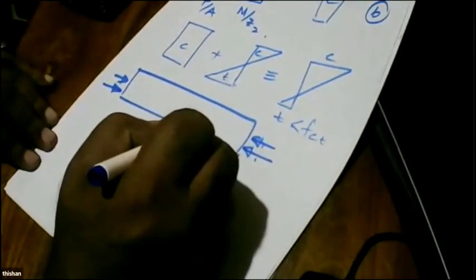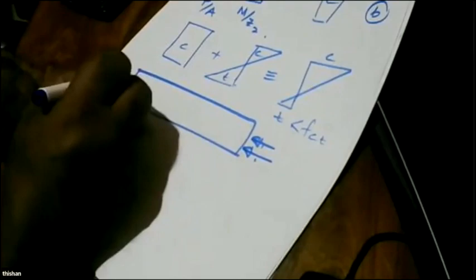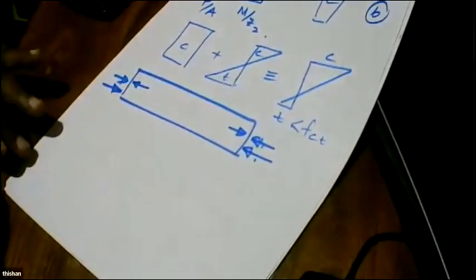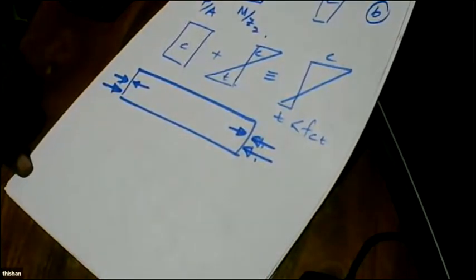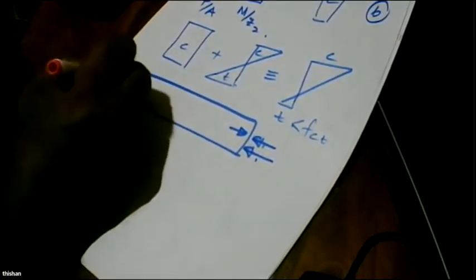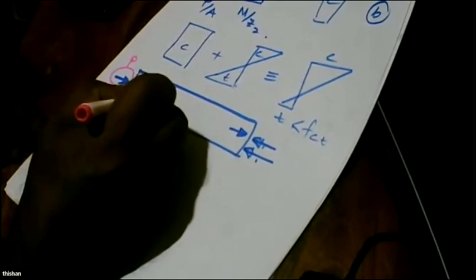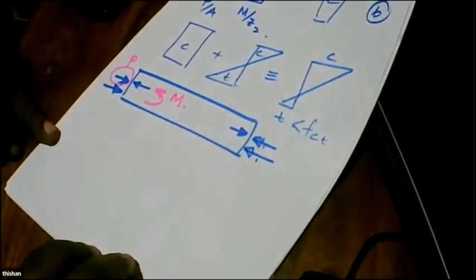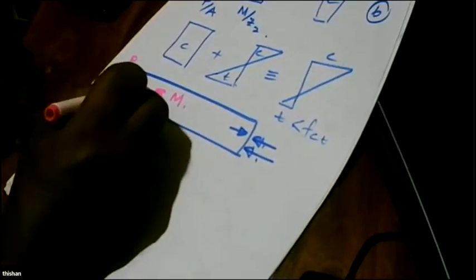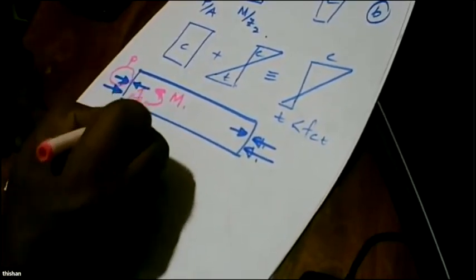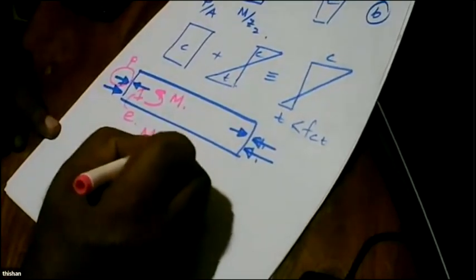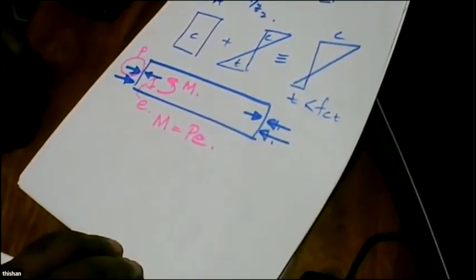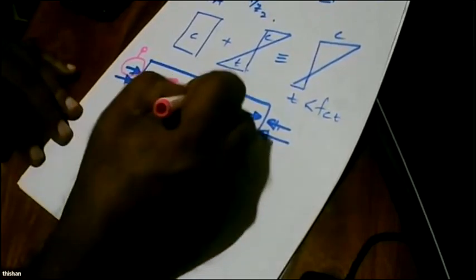And then we can do this. And then this will give P. This will give a moment. And the moment is equal to, if the eccentricity is E, the moment is equal to P times E. And you can see it's acting this way.